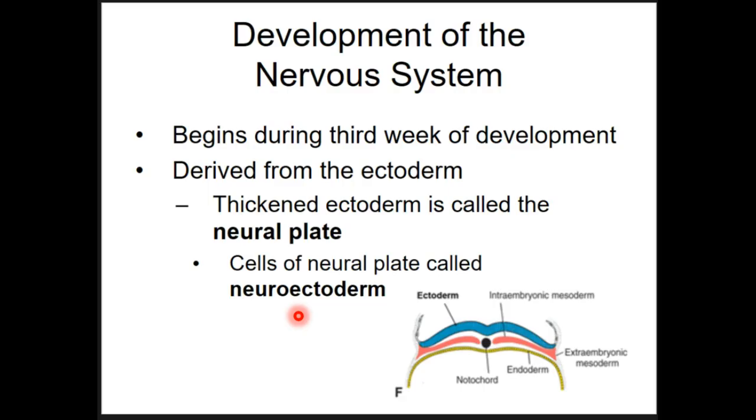Any questions before I shut down my recorder? What are the cells of the neural plate called? Cells of the neural plate are called neuroectoderm.